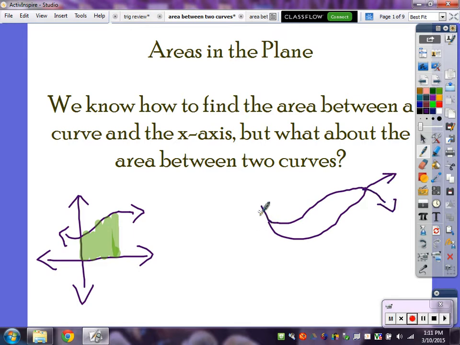So if I can find some kind of function to represent the curves, then I can use calculus to find the area between them, and therefore find the area of this complex spleen-looking, kidney-looking region. So that's what we're going to do.